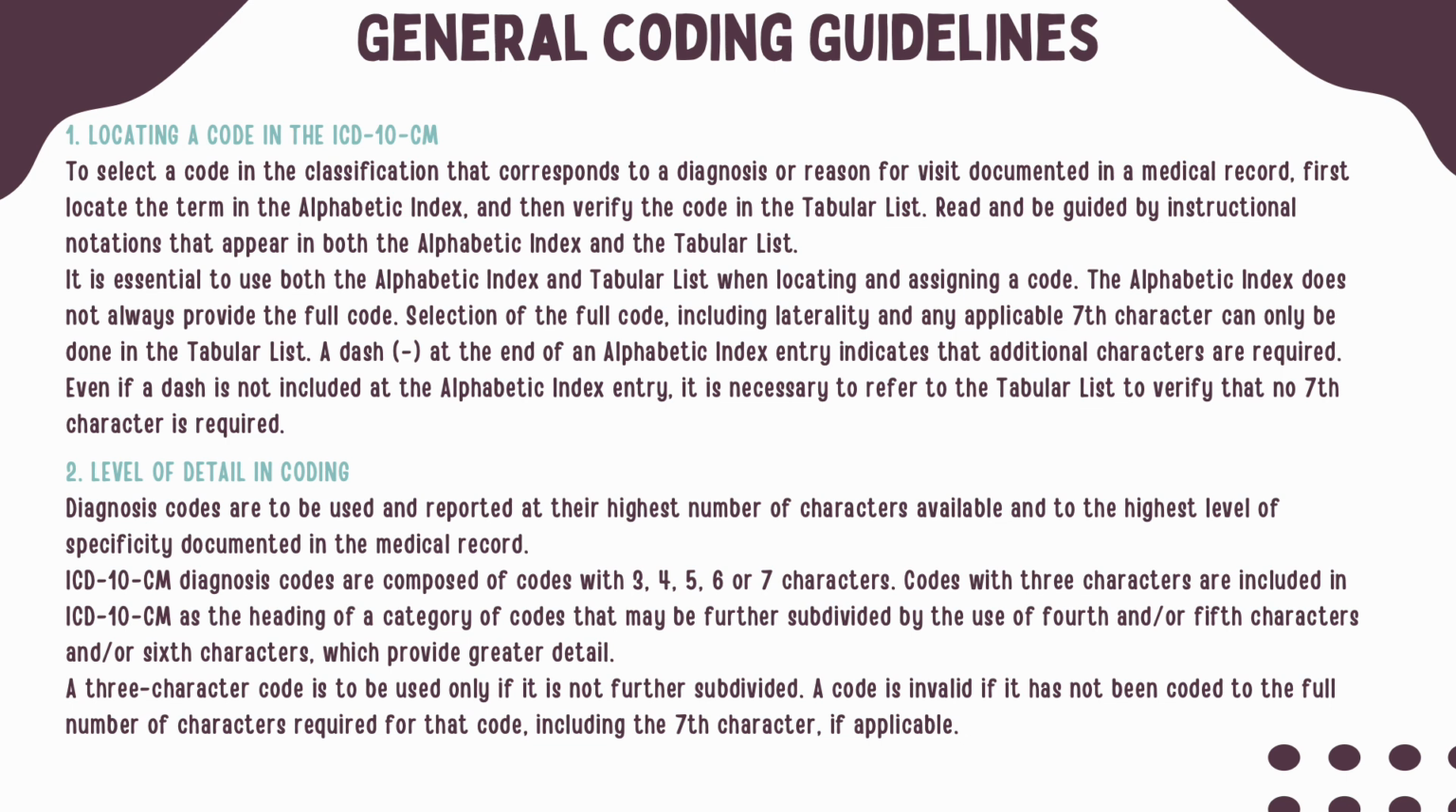Diagnosis codes should always be reported at the highest number of characters available and to the highest level of specificity that is documented within the medical record. Codes can range from 3 characters to 7 characters. A 3-character code should only be used if no further subdivision is available. If it has not been coded to the fullest number of characters available, it will be considered an invalid code.